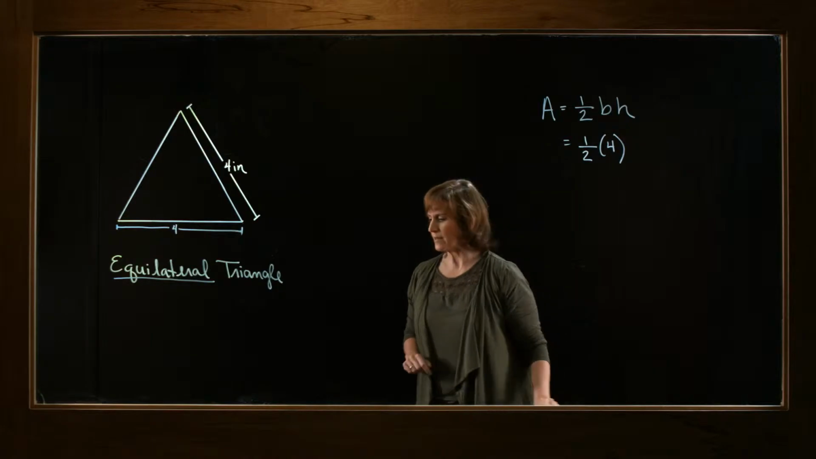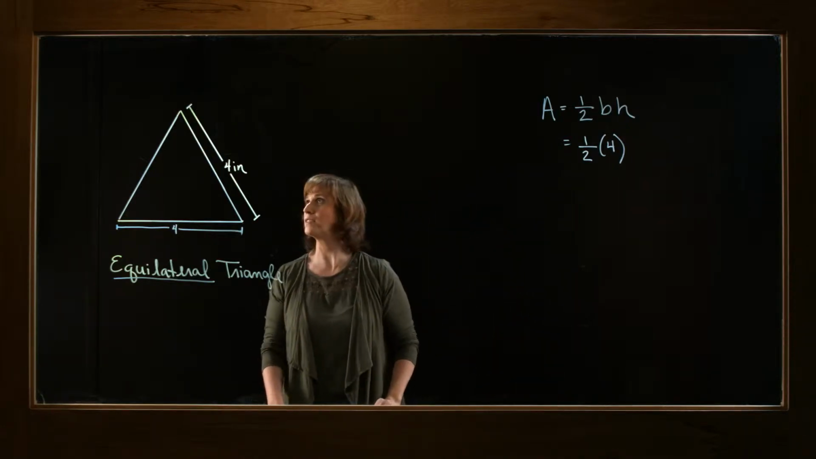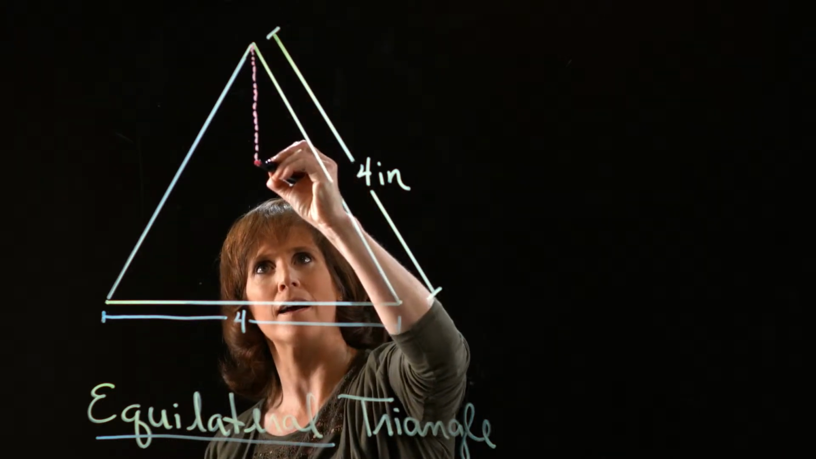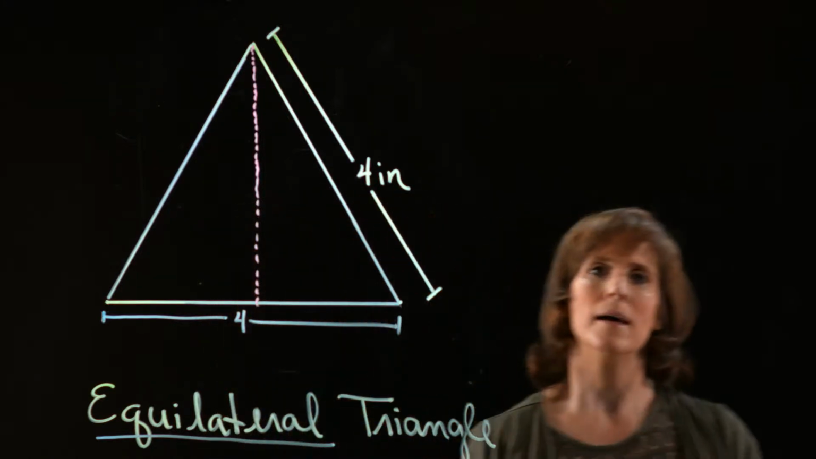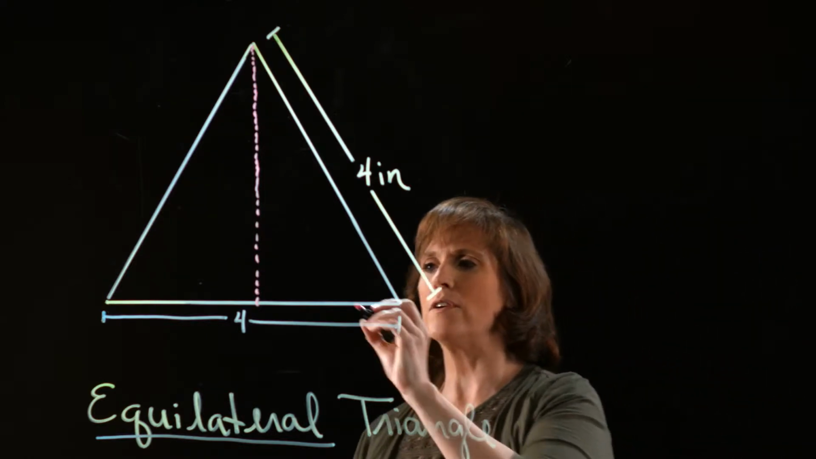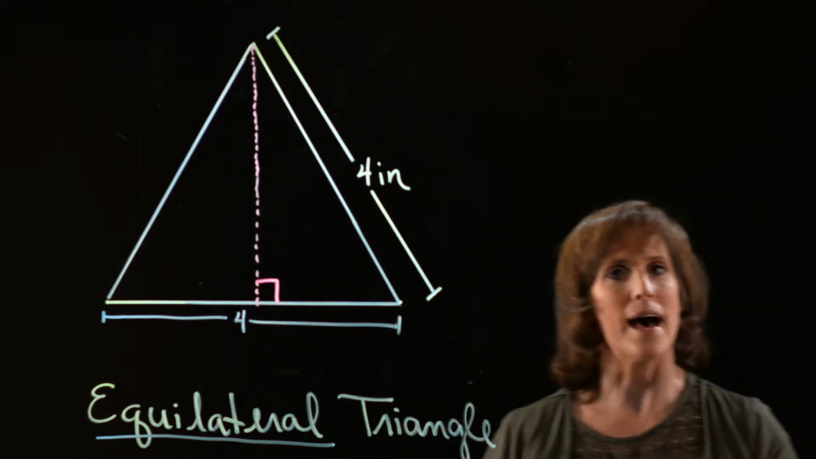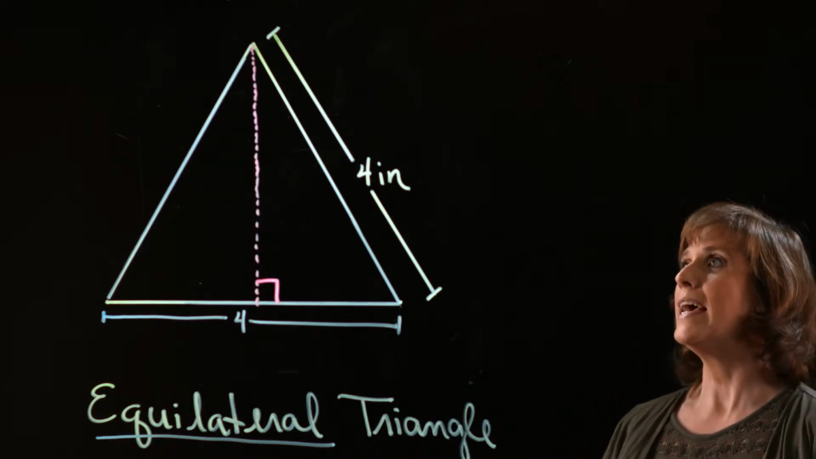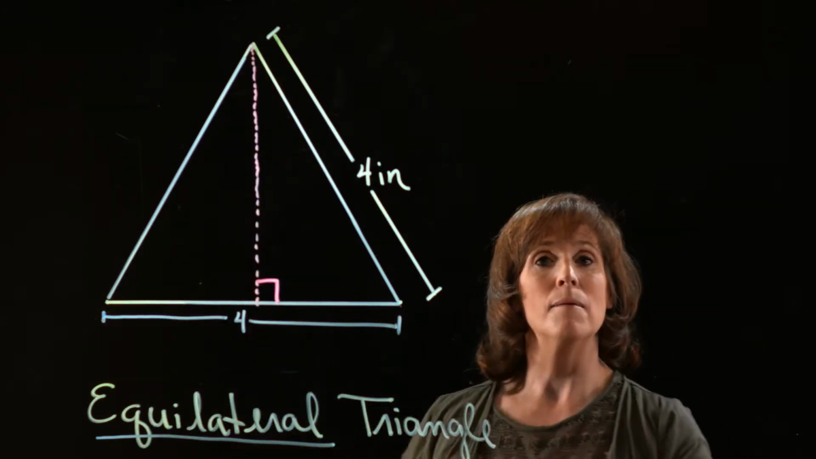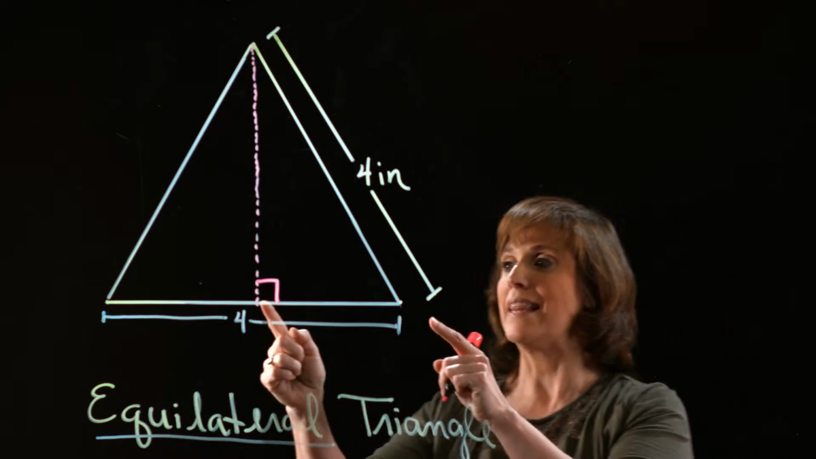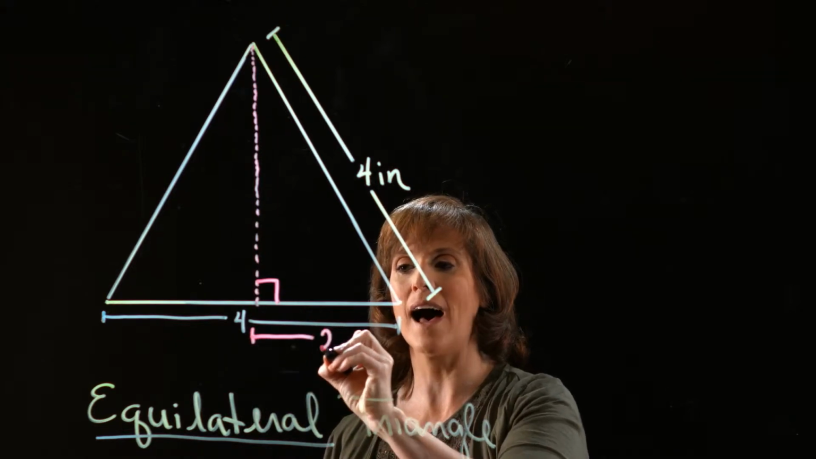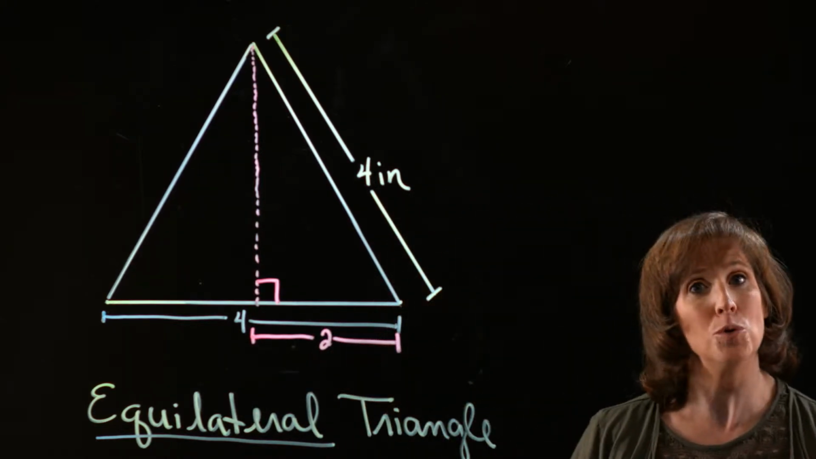Now let's take a look at the height. How do I calculate the height of this triangle? Well, I need to sketch in the altitude of my triangle, which represents my height. Now, what I notice is that I'm going to be creating a right triangle when I do that. Also, because this is an equilateral triangle, this altitude bisects my base, which means that this length is exactly half of my total length.